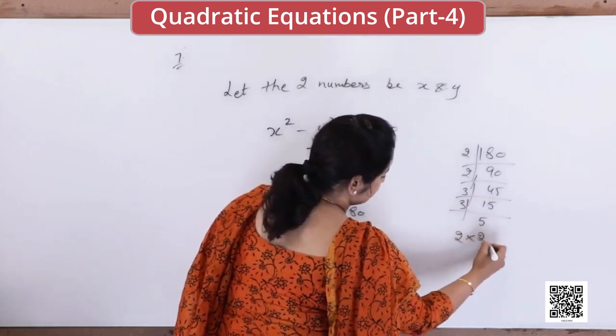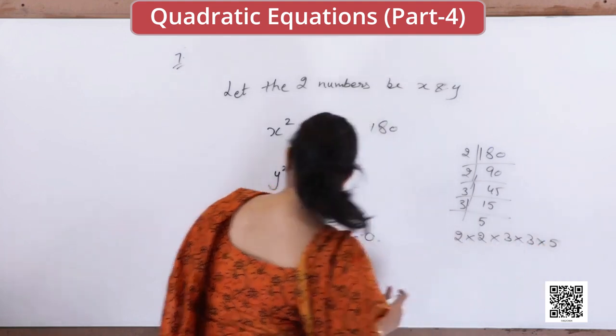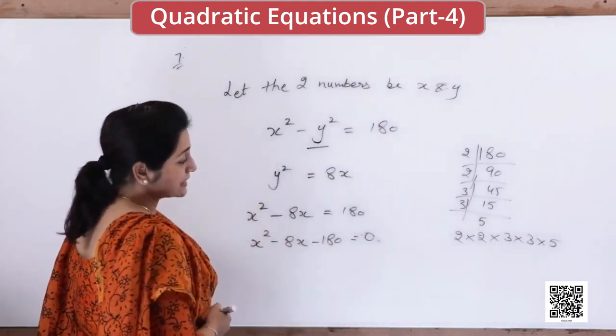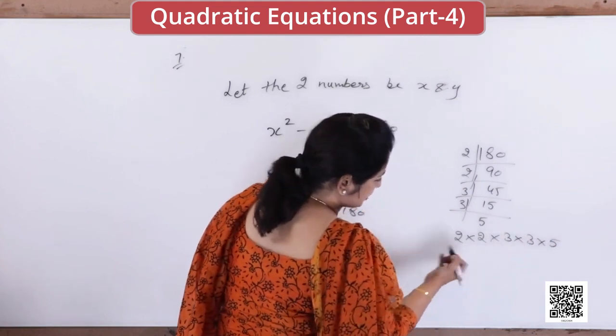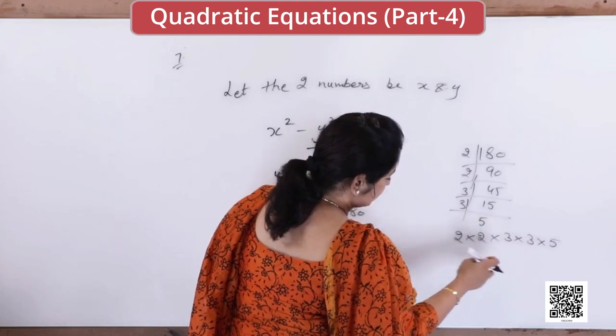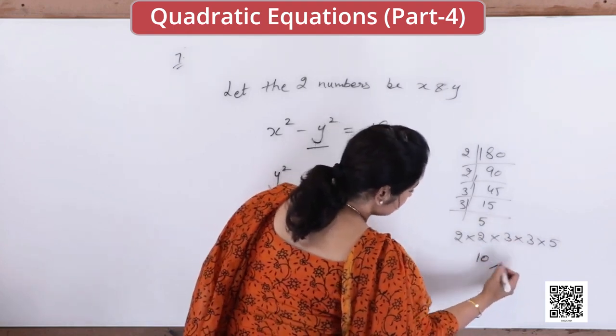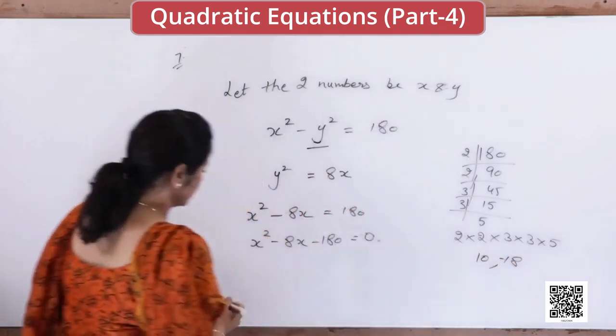So it can be written as 2 into 2 into 3 into 3 into 5. Now we need minus 8 here. So 5 3s are 15, 3 2s are 6, 2s are 12. No. 5 2s are 10, 3 3s are 9, 2s are 18. Yes. 10 and 18 will give us 8. So we will have minus 18 here.